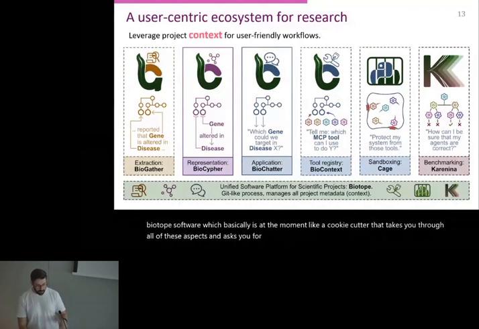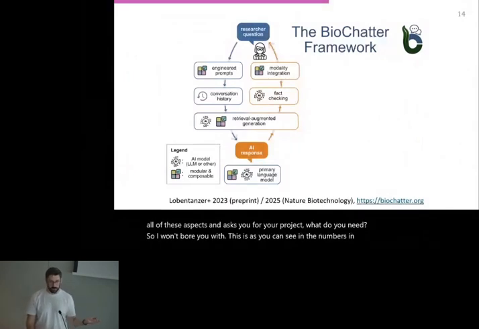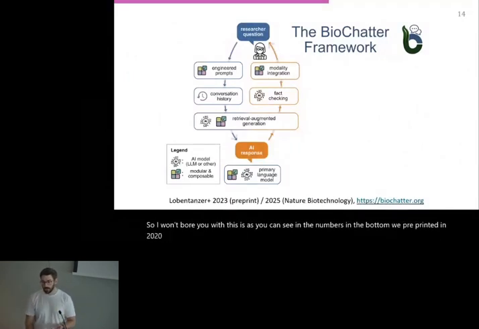This is, as you can see in the numbers in the bottom, we pre-printed in 2023, and the journal article came out this year. So in terms of agentic systems, this is an eternity. And obviously, this is nothing new to most of the people here.